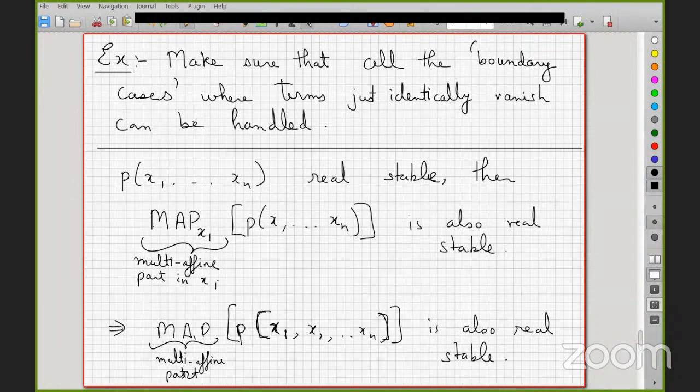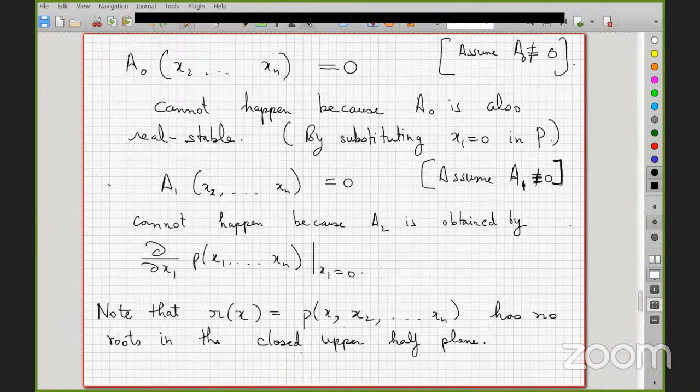So now, what about the matching polynomial? Can someone guess what we should do about the matching polynomial, assuming this multi-affine part? What was the matching polynomial? Sorry. Yeah, so this was the thing.